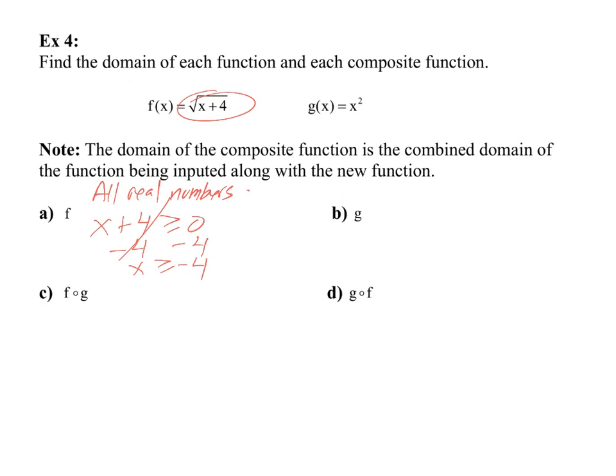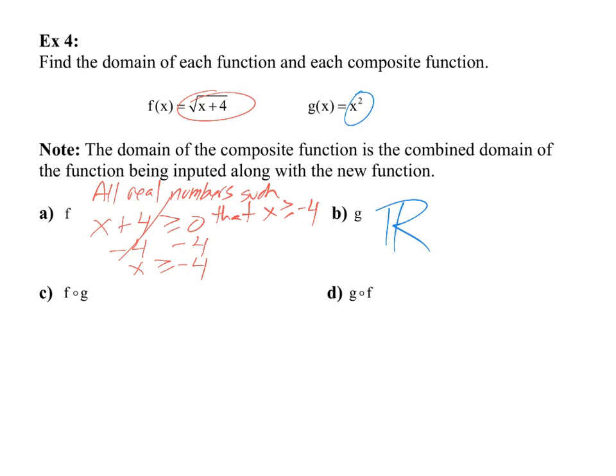So in this case, it's all real numbers such that x is greater than or equal to negative 4. That's my domain. Those are the only x values that work in the function. Going on to the next one, x squared. Let's think of what numbers I could plug in here that don't work. In other words, what makes it undefined? Well, nothing. I could plug any number in here and I'll get a y value back. So any number works. So the domain is all real numbers.